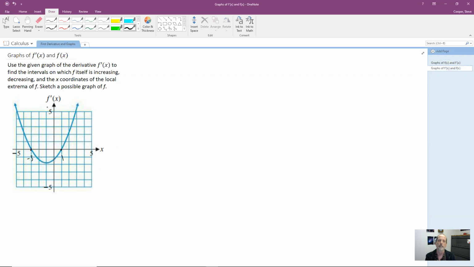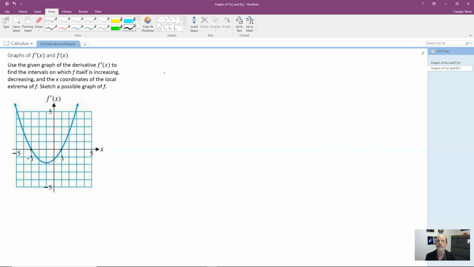Okay, so if f prime is 0, then here's what we need to find out. We're going to use the graph of f prime to find intervals where f is increasing, decreasing, and then give the x-coordinates of the local extrema of f. Well, that's what we just annotated here, the local extrema of f, because this is where it flattens out.